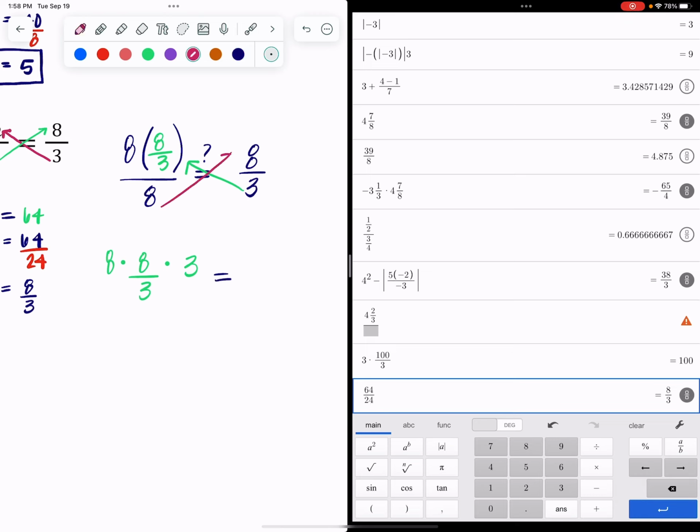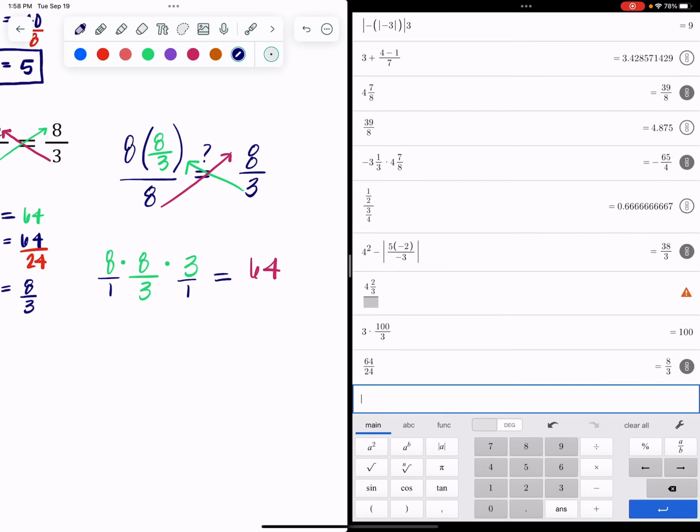On the right side, 8 times 8 is 64. Well, I'm going to work on the left side a little bit. I'm going to put this over 1, and I'm going to put this over 1. You are welcome to do it by hand. You are welcome to go put it in Desmos. For those of you who are my calculator people, this is what it would look like plugged in.